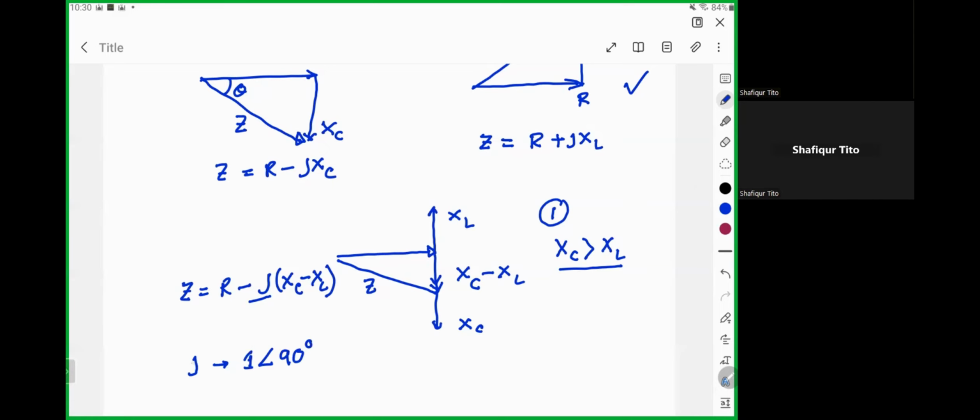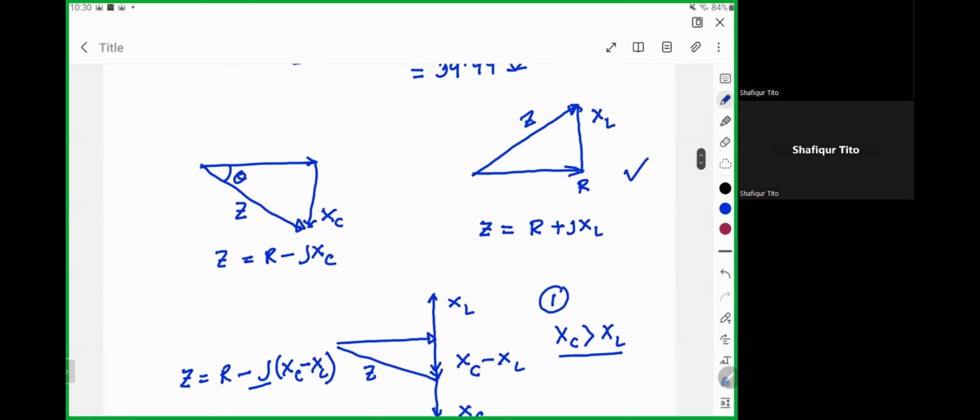So J is indicating that this vector is making an angle of 90 degrees with the reference. If this is my reference, this is making an angle of 90 degrees, and this is the positive angle. So that's why it's plus J. This is the positive 90 degrees, and that is indicated by plus J.